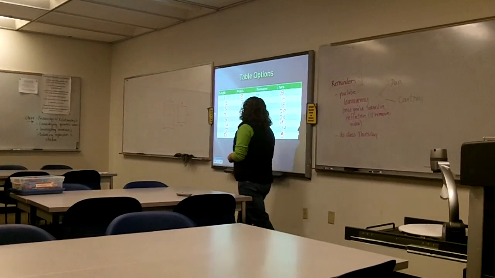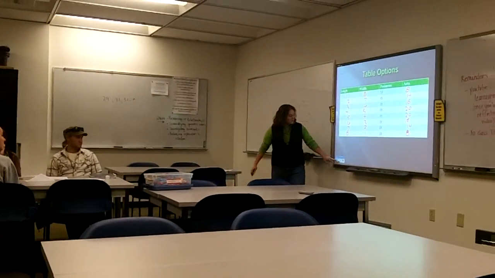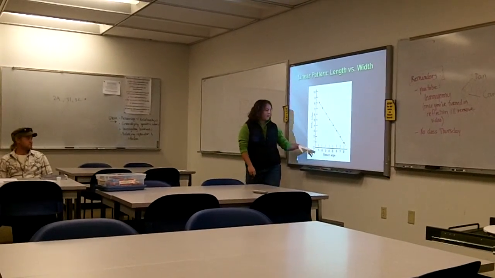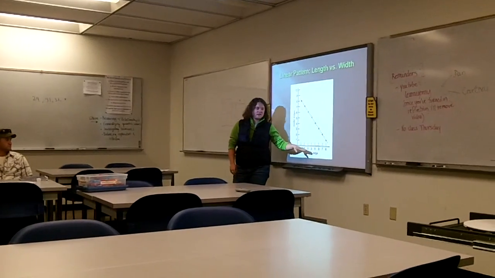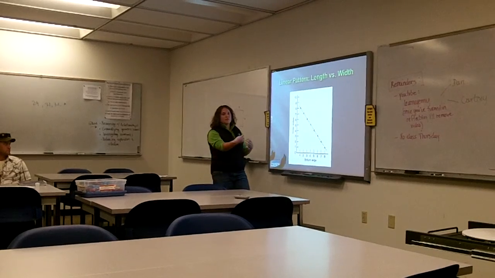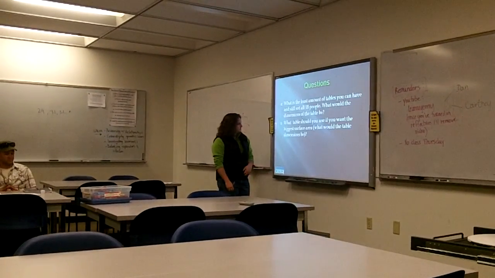Alright, so on the table, as you see, length times width. This is called indirectly proportional, and this we're going to look at in the graph. So as the width gets bigger, the length is going to get smaller, and vice versa. As the length gets bigger, the width has to get smaller to keep the perimeter the same.